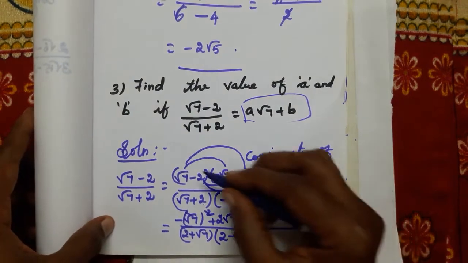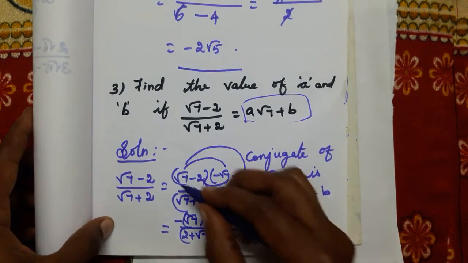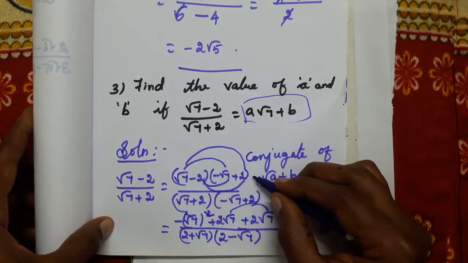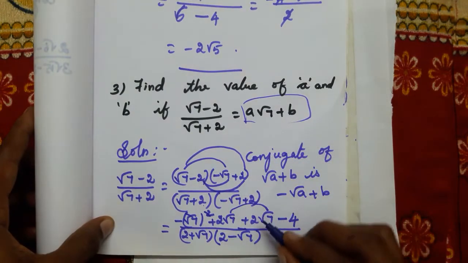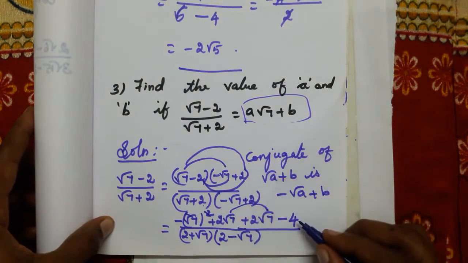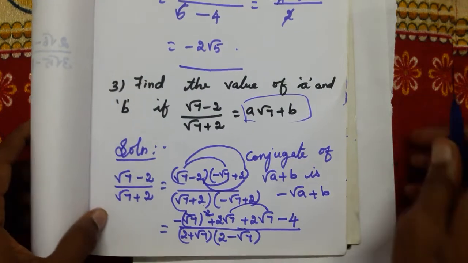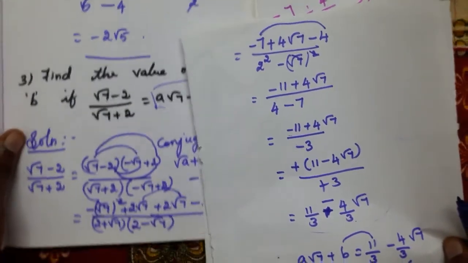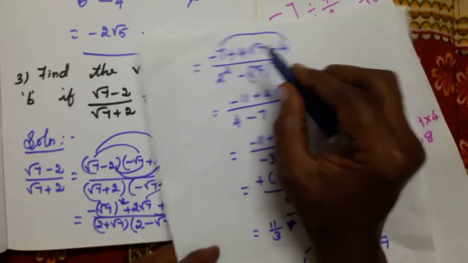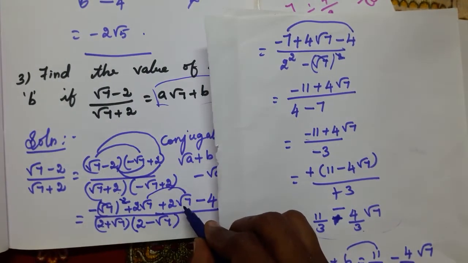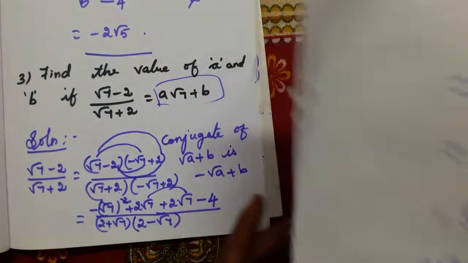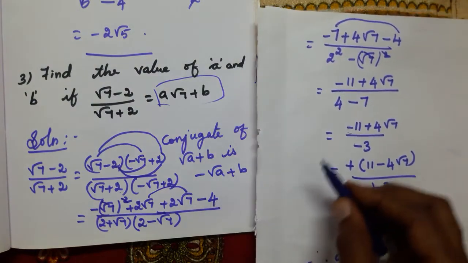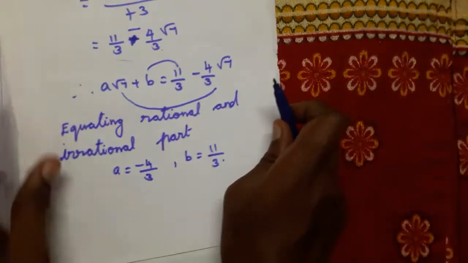Numerator I am multiplying directly. Root 7 into minus root 7 means minus root 7 the whole square. Next, 2 root 7 into 2 means 2 root 7. Next, minus into minus, plus 2 root 7. Minus into plus, minus 2 times 2, 4. So we are getting minus root 7 the whole square, which is minus 7. Next, 2 root 7 plus 2 root 7, 4 root 7. Next, minus 4.